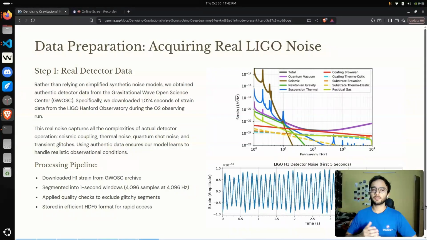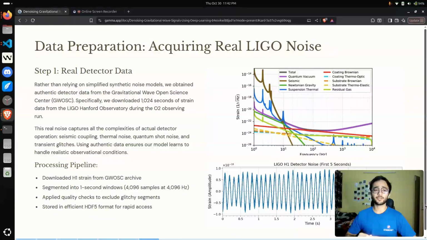So the first step is data preparation. We have to acquire real LIGO noise. We can do that using the Gravitational Wave Open Science Center's detector data. Specifically, I downloaded about 1000 seconds of data from the LIGO Hanford Observatory during the O2 observing run.